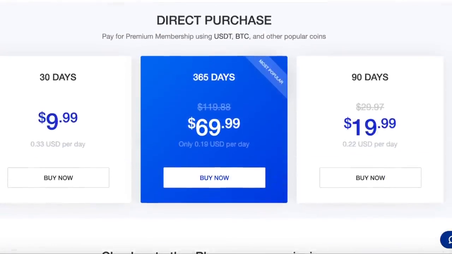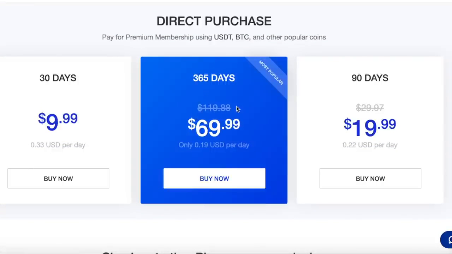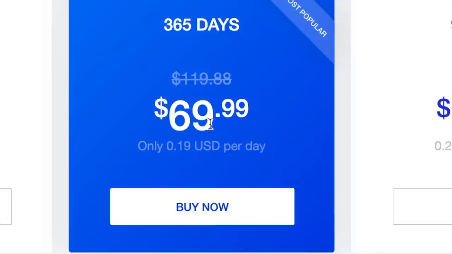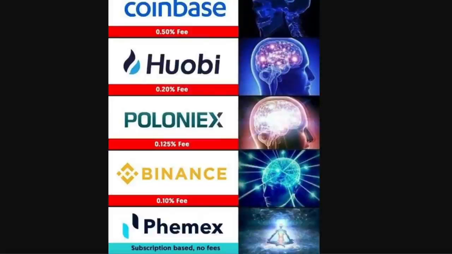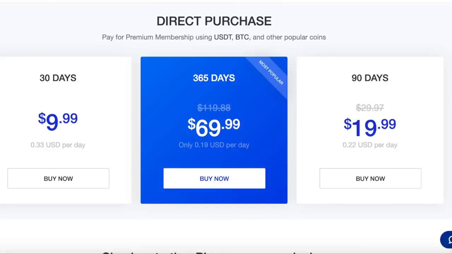And if you scroll down, you can see the pricing for the full premium membership. For 1 year, it's only $70, which means that you're paying only $0.19 per day. And let's just compare with other exchanges. If you trade spot on Coinbase, you will pay 0.5% fee. On Huobi, you will pay 0.2%. Poloniex and Binance, respectively, you can see there. On Phemex, like I said, you have no fees, 0 fees. It's a subscription-based model. So this means that you pay only $0.19 per day to be able to transact without any fees. So it only takes a few trades for you to profit from this membership.